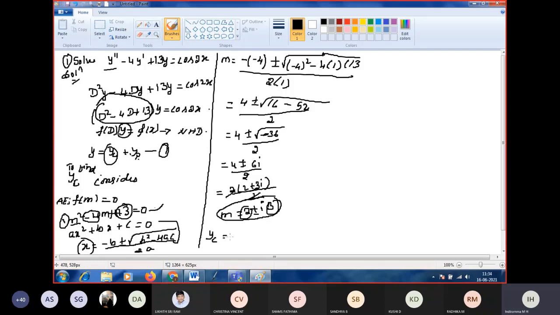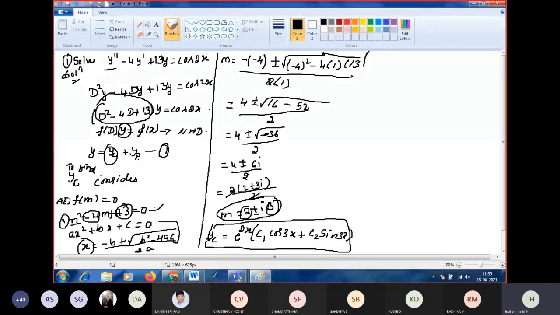Tell me now how to write yc. e power 2x into (c1 cos 3x plus c2 sin 3x). That's it. Now we got yc. Put it in the box. This is one of the important steps. 2 marks you will get up to here. For non-homogeneous, if you write yc correctly, you will get 2 marks out of 6 to 7.